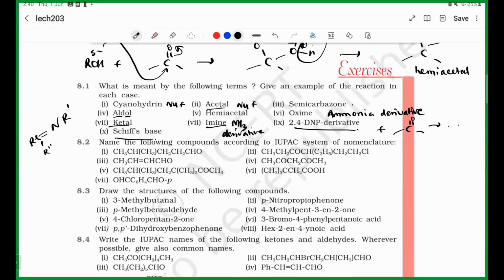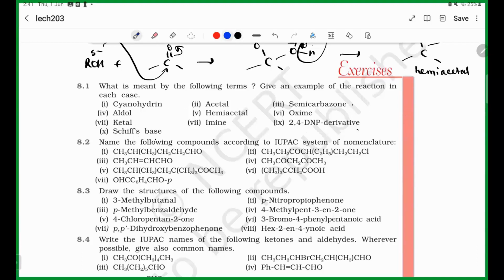Okay, name the following compounds according to IUPAC nomenclature. So first we look at, again, just IUPAC nomenclature. We just go through it step by step. Okay, first one. Let's look at the largest chain. Of course, we always have to start counting from the functional group. Functional groups are given priority.